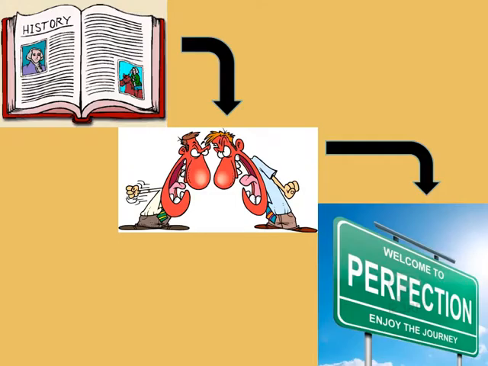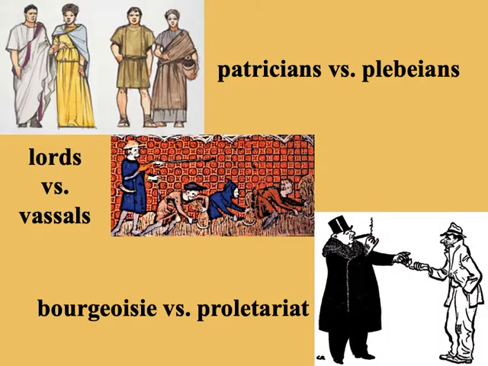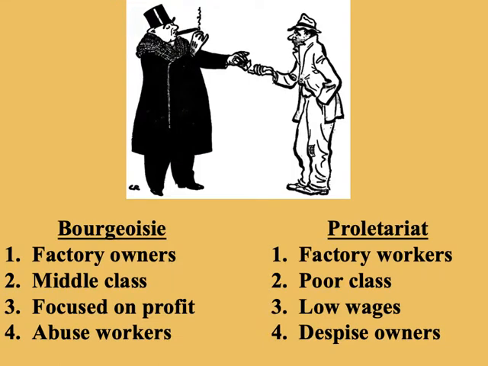oppress another. Marx says you can see this reality if you look back through history, that in classical Rome, you had a division between the haves and have-nots, with the wealthy patricians versus the lower class of the plebeians. You see it in the Middle Ages with lords and vassals, and now we are witnessing it in the industrial age between the bourgeoisie and the proletariat. Therefore, Marx said the fundamental problem in industrialized society today is this conflict between the bourgeoisie and the proletariat.